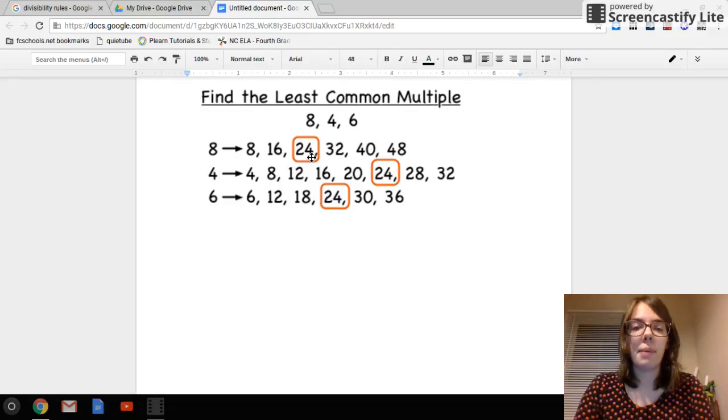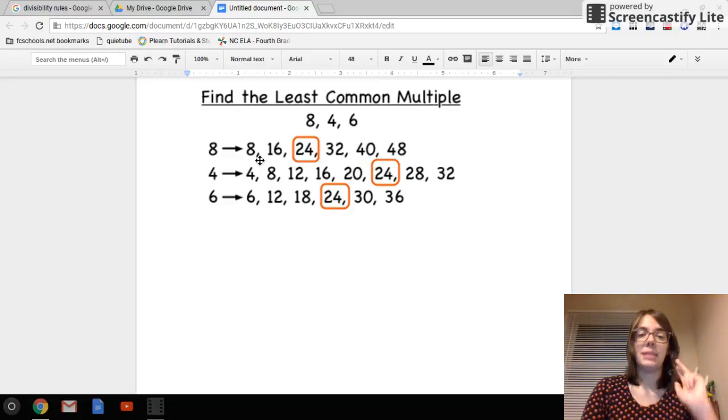So we have 3 numbers here. It wants to find the least common multiple of 8, 4, and 6. So they start listing out multiples. So we know 8 times 1 is 8. 8 times 2 is 16. 8 times 3 is 24. So they keep going. Then they do some in the 4s. 4, 8, 12, 16, 20, 24.